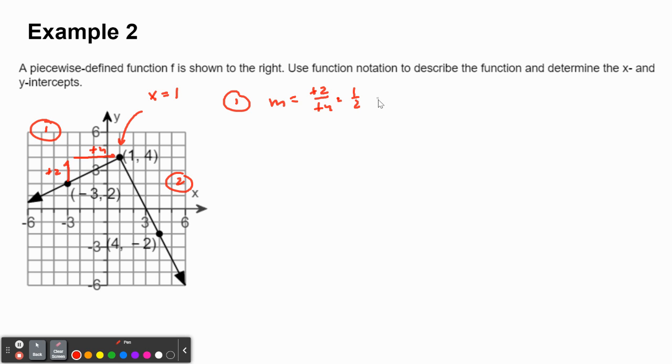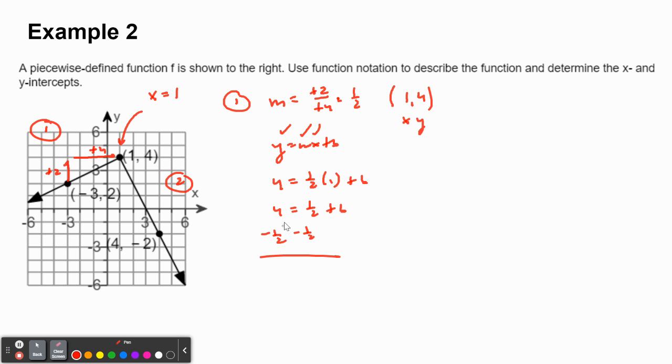Okay, and now we're going to use the point 1, 4. You could also use -3, -2, but I don't want to use the negative numbers as an x and y value. And we're going to use slope-intercept form, which is y equals mx plus b. We're going to plug in our m, our x, and our y and solve for our b. So your y value is 4, your m value is 1/2, your x value is 1, and then you have your b value. So this is 4 equals 1/2 times 1 is 1/2. And then you're going to subtract 1/2 on both sides.